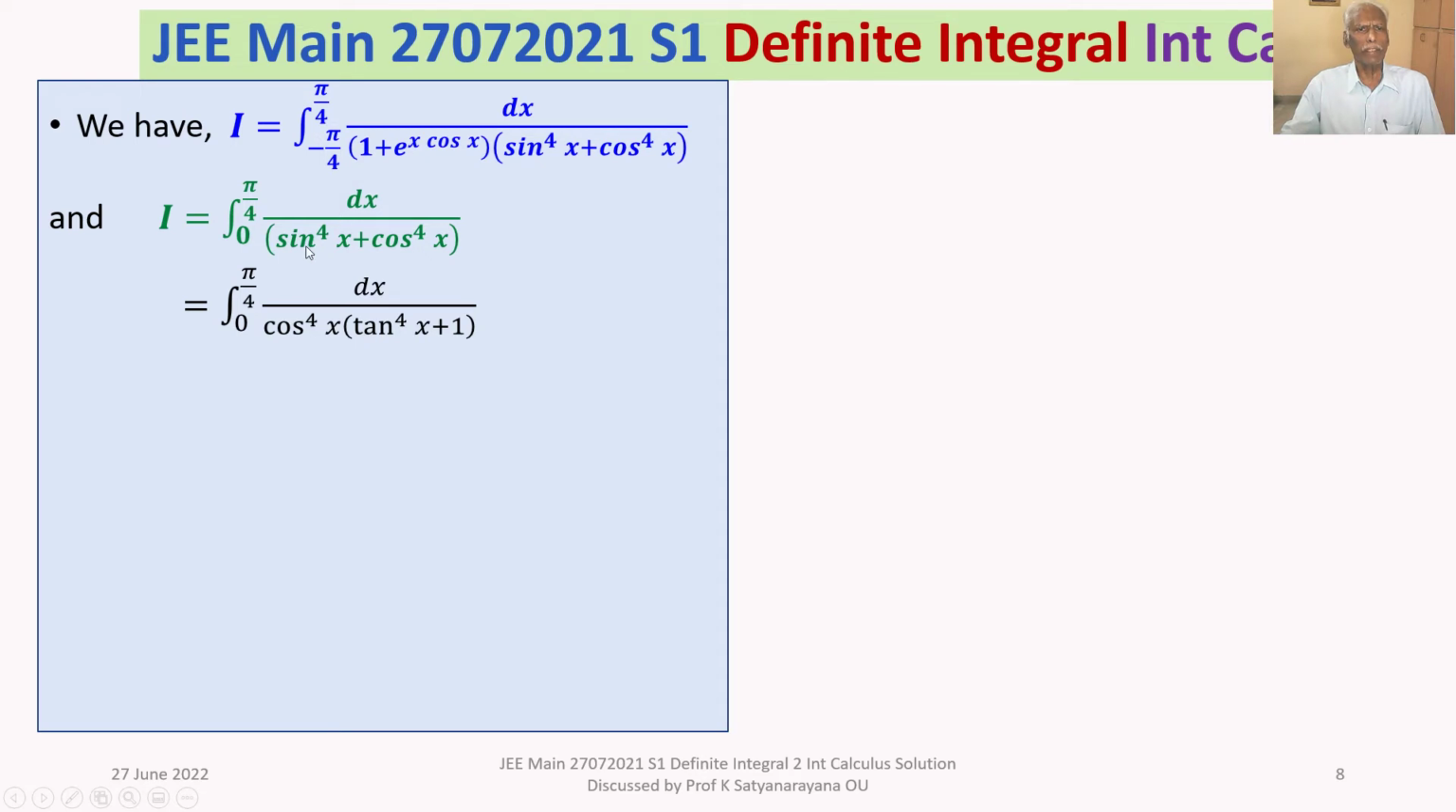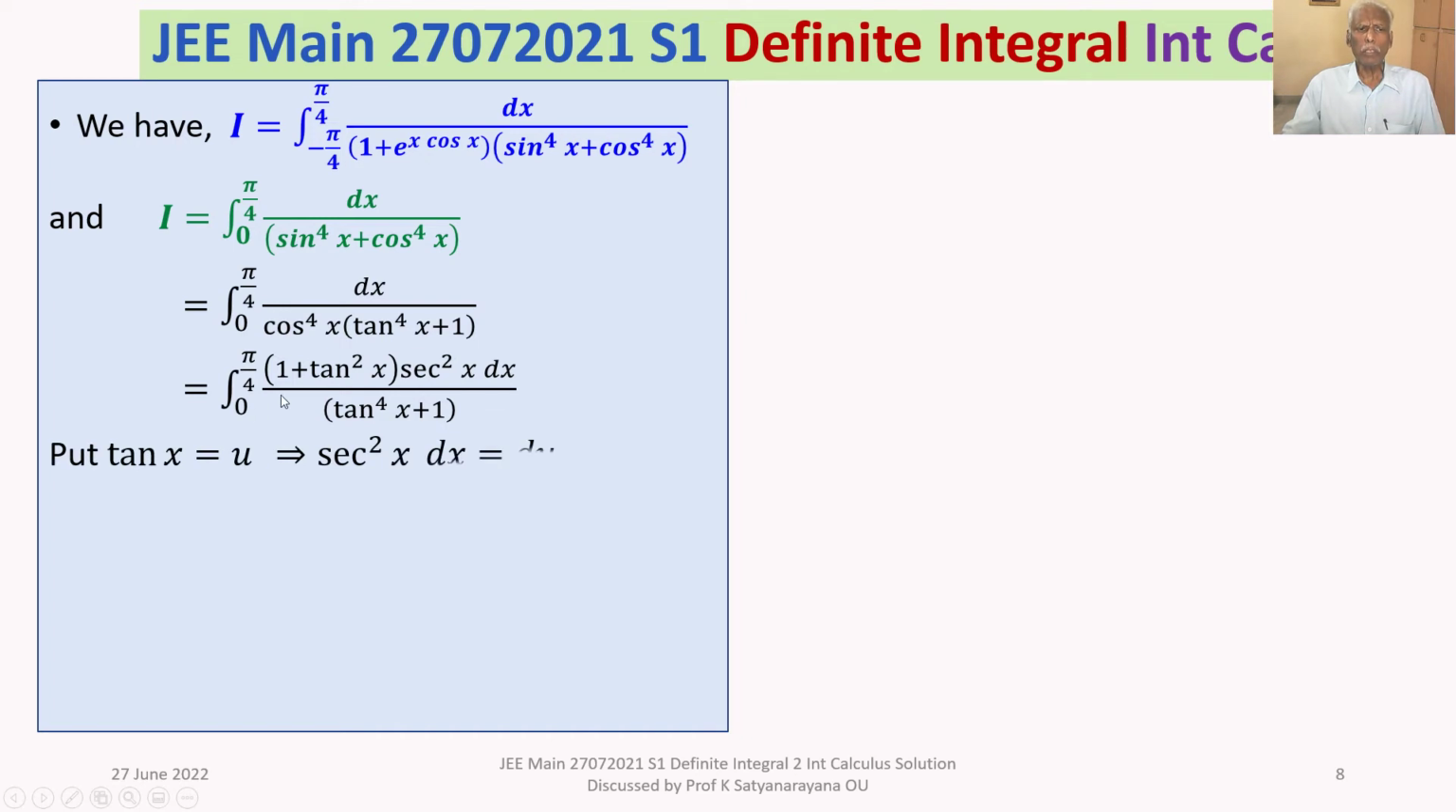If I take it, this will be sin power 4x by cos power 4x, that is tan power 4x plus 1. Yes, we send this 1 by cos to the power 4x, which is secant to the power 4x. That we write as secant square x multiplied by secant square x. For the first secant square x, we write 1 plus tan square x. Thus we get 1 plus tan square x multiplied by secant square x dx by tan to the power 4x plus 1.